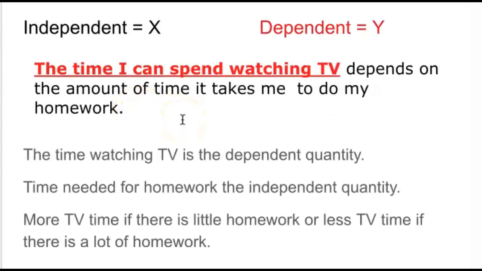Okay, so in an ideal world, of course, you would make a priority of doing your homework. So the time you spend watching TV should depend on the homework time that you need. So the time watching TV is dependent, the dependent quantity. The time needed for homework is the independent quantity. So if you do your homework first, you'll have more TV time if there is little homework. So you get your homework done really fast. You have a lot of time to watch TV. You'll have less TV time if there's a lot of homework to do. So the dependent quantity will be the TV time. And hopefully you're doing your homework first.